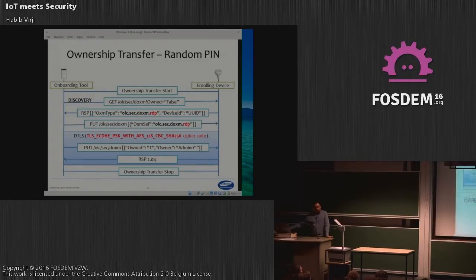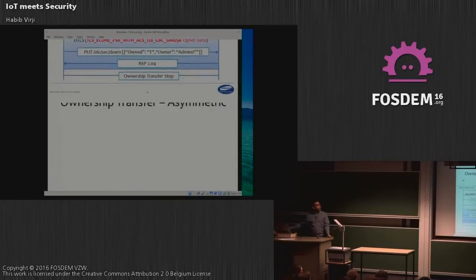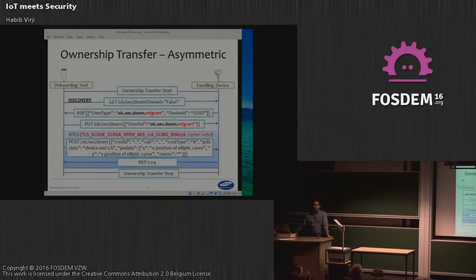There is another mechanism which is comparatively more secure than JustWork, which is random pin. In random pin, both ends enter a pin, which is a random pin generated on the onboarding tool and entered at both ends, and they make use of PBKDF to generate the key, and using that key, they make a DTLS connection. It's comparatively more secure than JustWork, but the same onboarding tool has to be started by the user to make this happen.